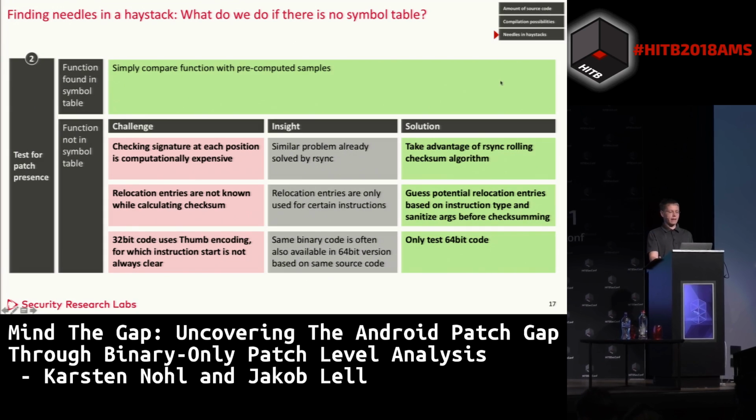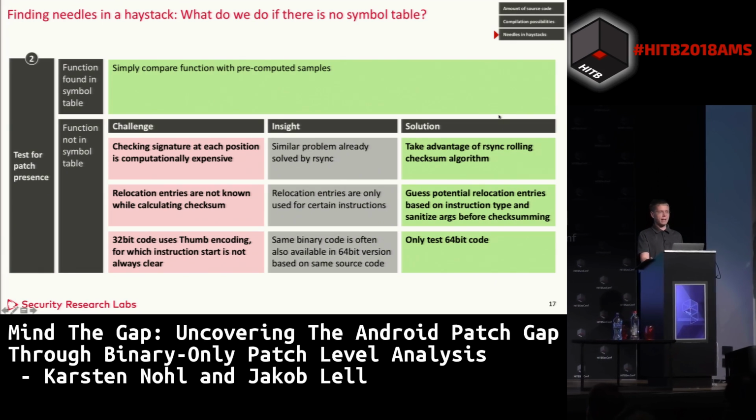But in other cases, things are a little bit more complicated. So in some cases, we don't have a symbol table, or we do have a symbol table, but the function we are interested in is not in the symbol table. So we have to find our function in the whole binary. And this is a computationally hard problem. We can't really compare each signature at each position in the file. So we have to find a better way.